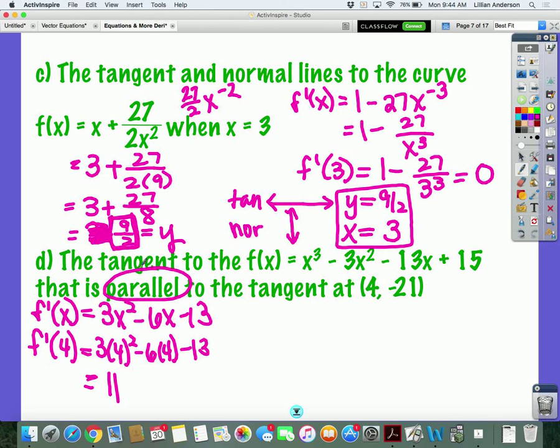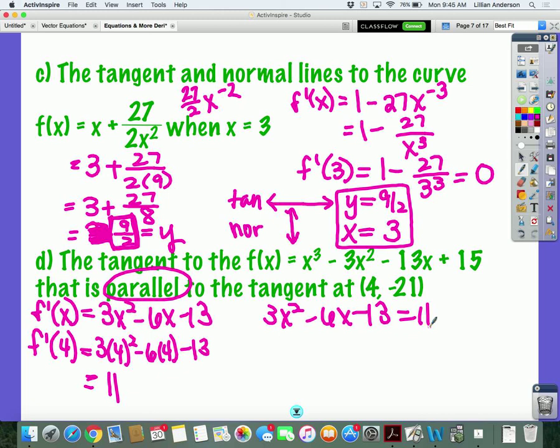Okay? We do know one thing. We know the derivative, which gives us the slope at any point, and we know that the slopes have to be the same. So we have the derivative, and we know the slope has to be 11. We can figure out that other point by doing what do you think? Equaling it. Because no matter what, we know that this whole equation here, this 3x squared minus 6x minus 13, has to equal 11. Because their slopes have to be the same, right? That's what parallel lines mean, correct?